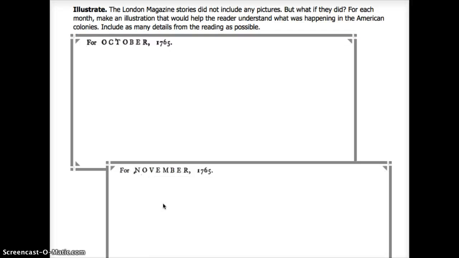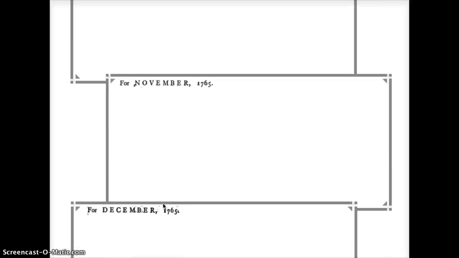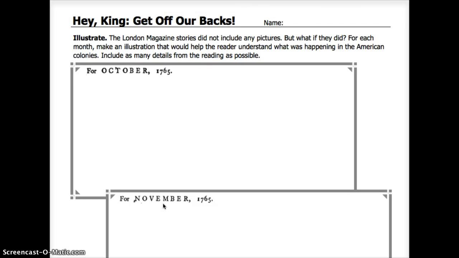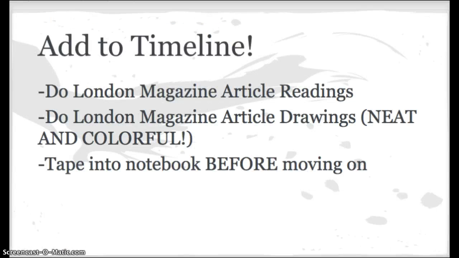So your reading needs to show me that you understood what was happening, and you're going to pick out and include as many details as possible. This is high quality work. It needs to be colorful, and you need to use up the whole square. Lots of details. Don't just pick one. Try to cover as many as you can. You're going to do that for each of them, and then glue the readings and the drawings into your notebook when you're done.